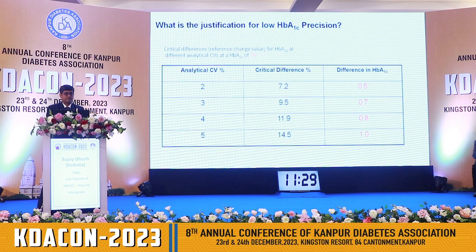The sources of errors. Now, we all know that there is something called analytical error or coefficient of variation, CV. What I am trying to highlight is even a 2% error will give you an error in A1C of 0.5. So you understand this is a test that needs good precision. That means your lab has to be good. Otherwise, don't do the test.